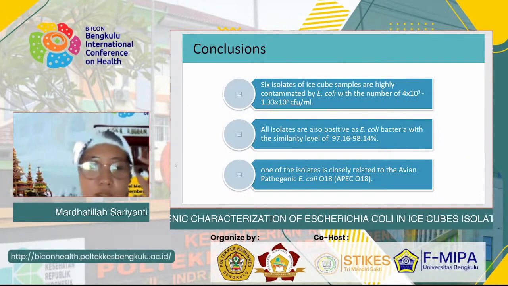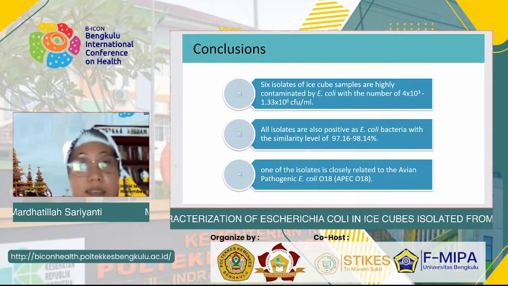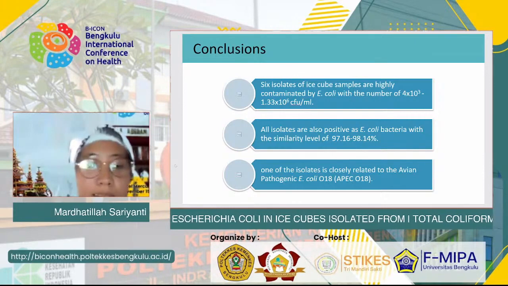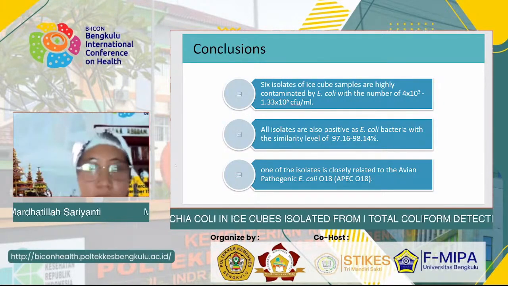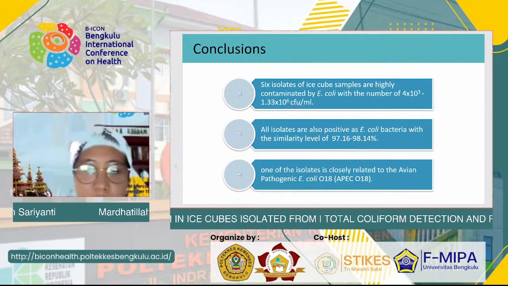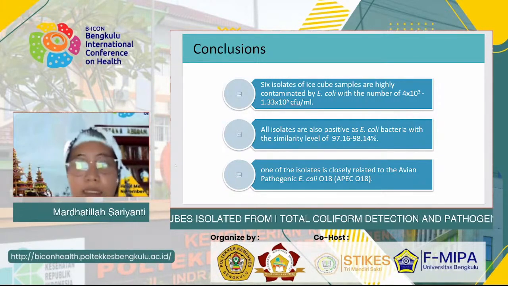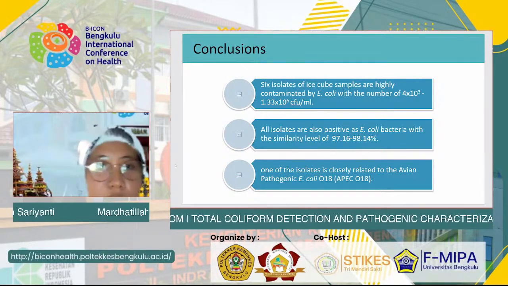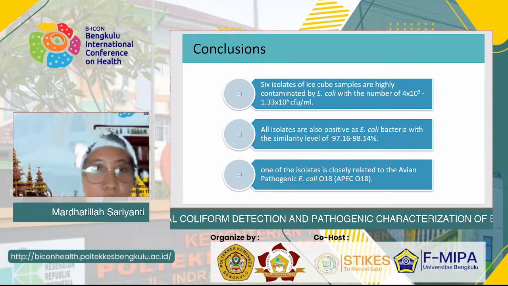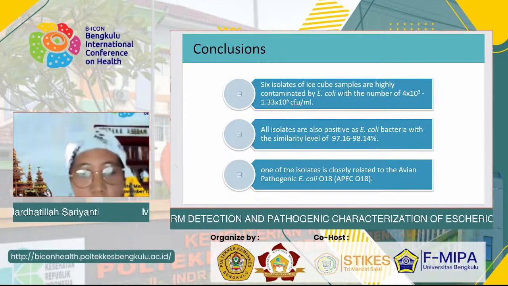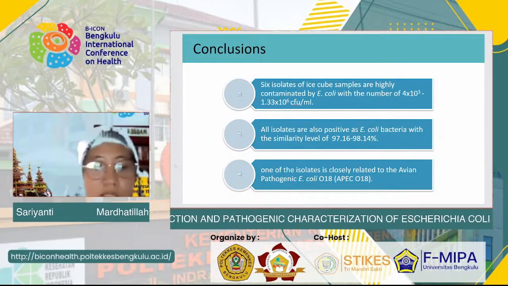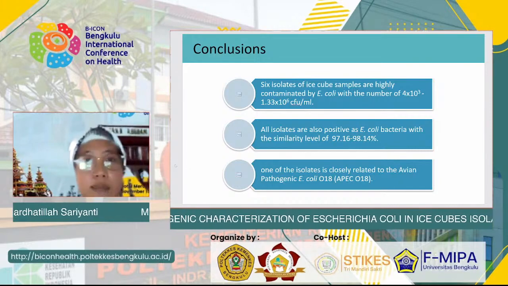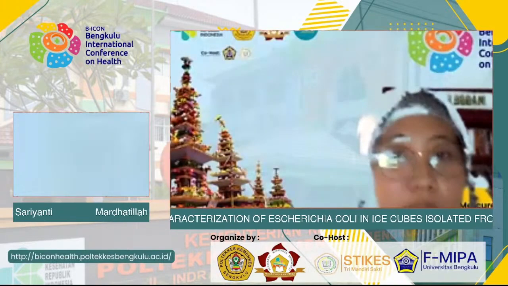Okay, based on our present study, we conclude that six isolates of ice cube samples consumed by the Kampung Nelayan Sejahtera community in Bengkulu City are highly contaminated by E. coli. According to the 16S rRNA amplification result, all isolates are also positive as E. coli bacteria, with high similarity to E. coli pathogenic strains. After we compared with the sequences in the GenBank, one isolate is closely related to the avian pathogenic E. coli O18, or APEC O18. Okay, this is the end of my presentation. Next slide, and thank you.